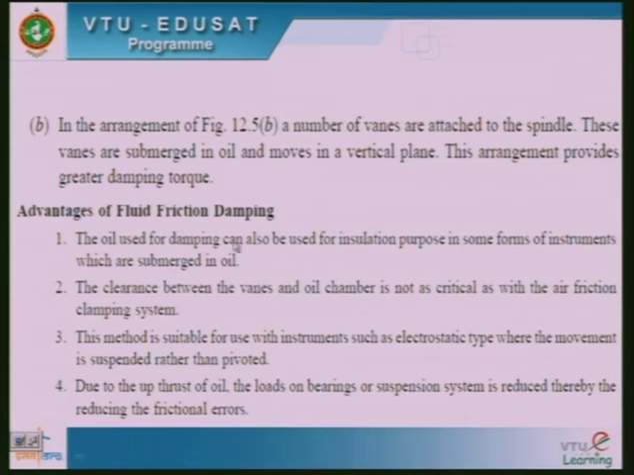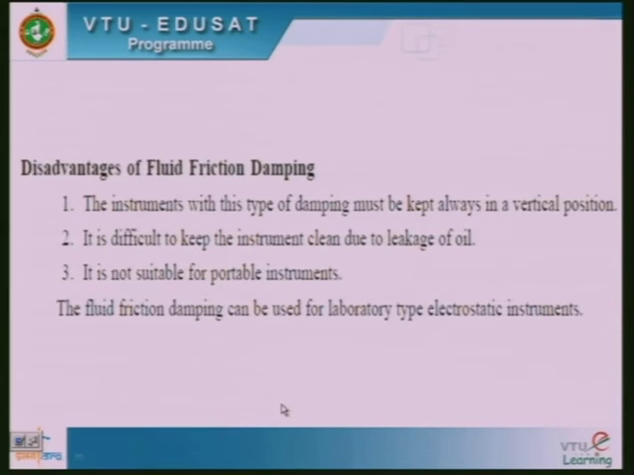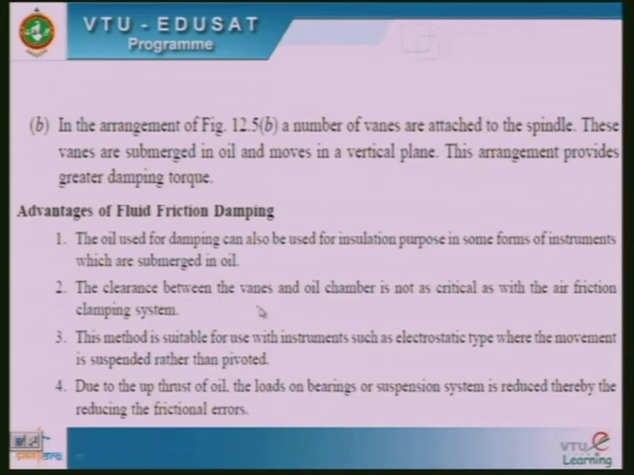You can use this oil for producing the damping torque, and it can also be used as insulation. The clearance between the vanes and the oil chamber is not as critical as with the air friction damping system. This method is suitable for instruments such as the electrostatic type, where the movement is suspended rather than pivoted. Due to the upthrust of oil, the load on bearings or the suspension system is reduced, thereby reducing the frictional error. So, this is about the advantages of fluid friction damping.